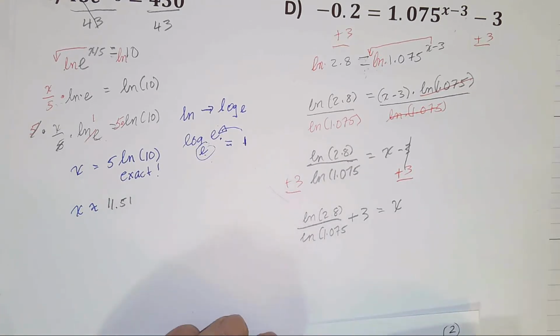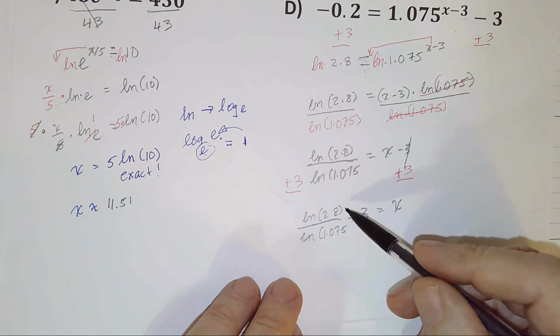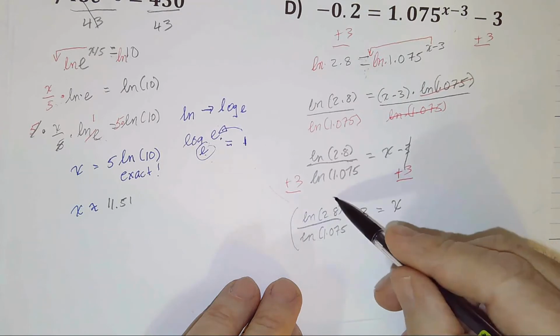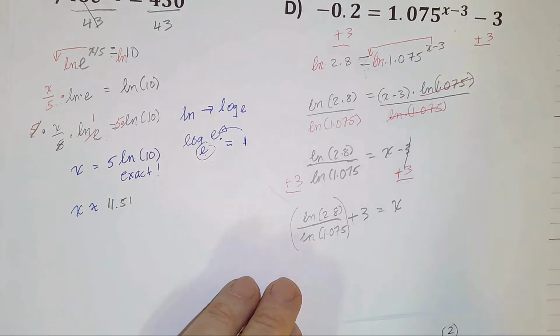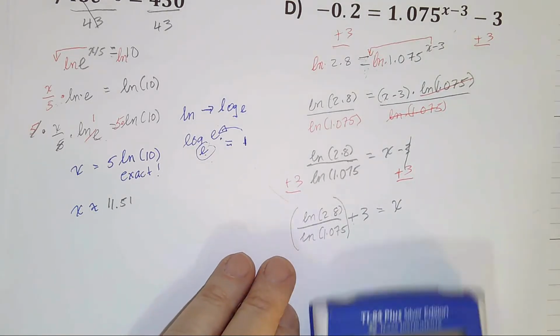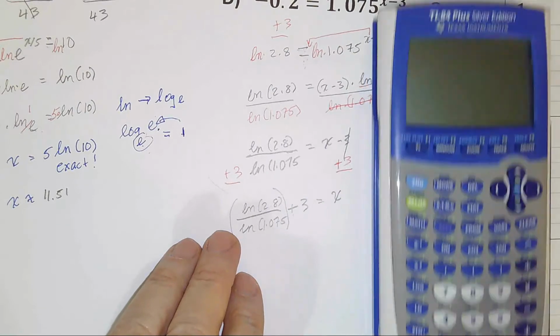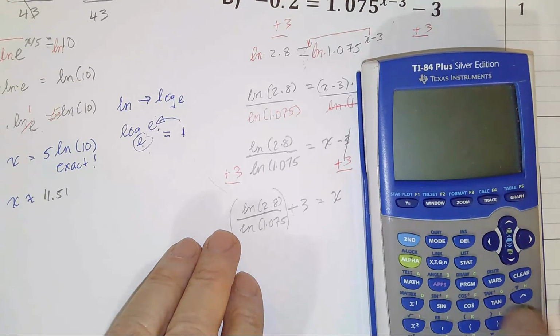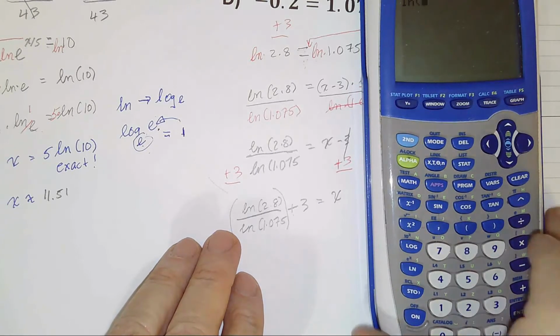So let's see. I think this I can leave in the numerator by itself. Oh, but I'm going to have to put a parentheses around all of this and then add the 3 to the end. Okay? So that's what I'm going to do. So I'm going to type in, let's move this over a little, again, the natural log of the numerator. Got to turn this on one more time, clear. Natural log, and then I'm going to put in 2.8.